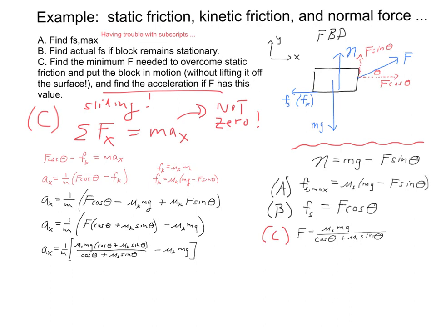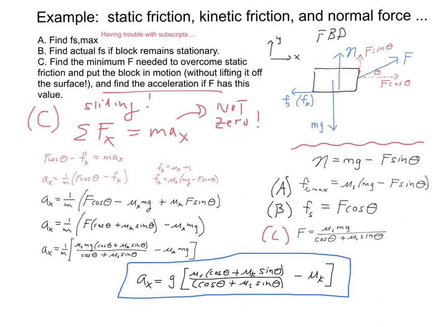So now we see there's an mg here and an mg there. We can factor those out. The m's will cancel, just leaving a g on the outside, and that'll finally give us our result for a sub x. And so this is our result for the x component of the acceleration. Remember, there's no y component of the acceleration. So this is our result for the x component of the acceleration if this applied force F is such that it would have been just on the threshold of slipping in the static case, and then when the thing starts sliding, we maintain that same value of F.